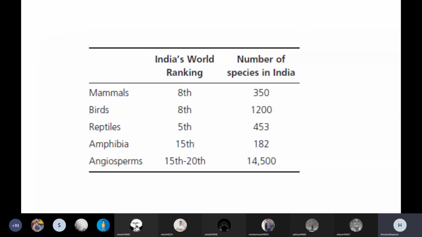So this slide shows India's scenario if we compare different life forms, what is the ranking and what is the number of species. So this again proves the point that India is a mega diverse nation. In the mammals category, it is standing at 8th rank. For reptiles, 5th, amphibians 15th, then angiosperms 15th to 20th.